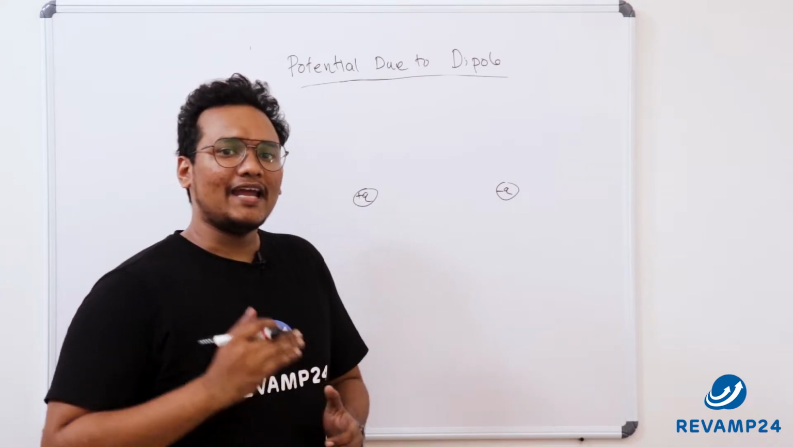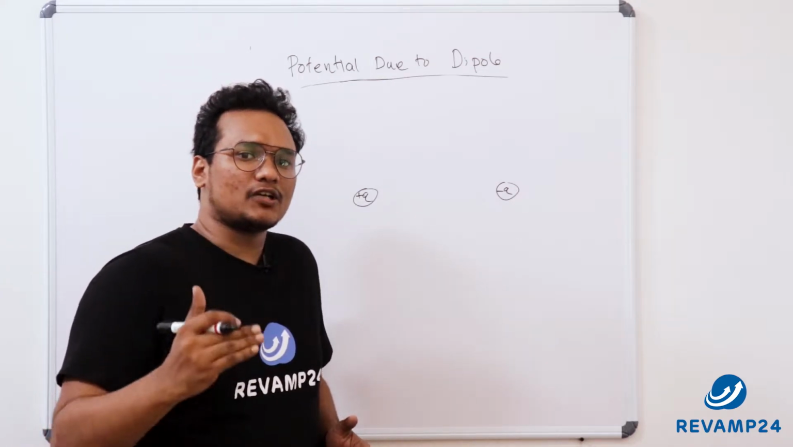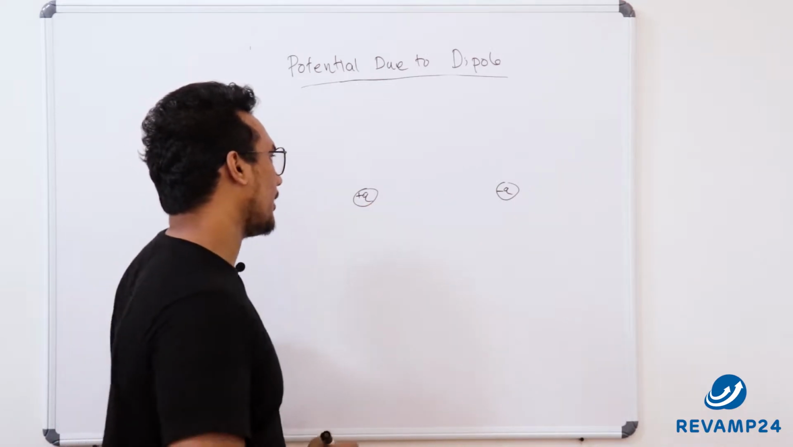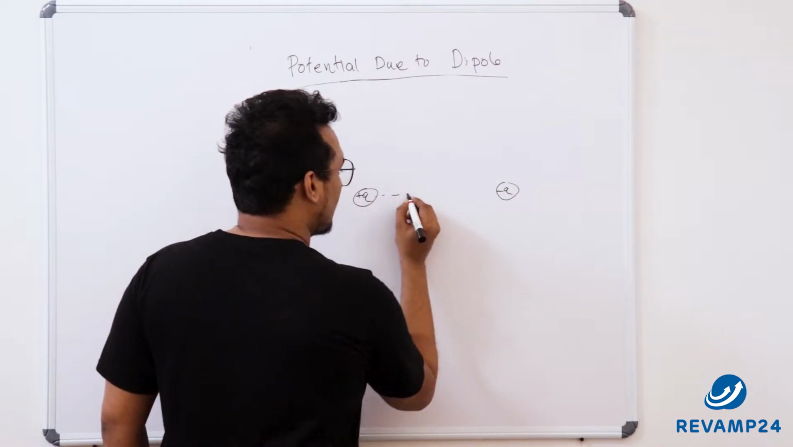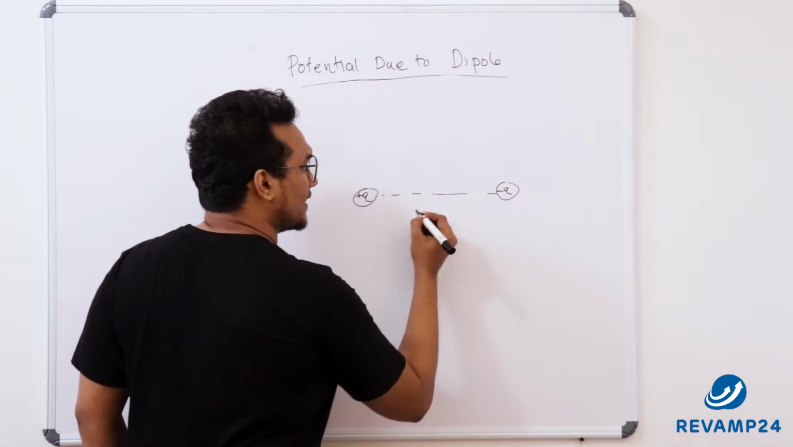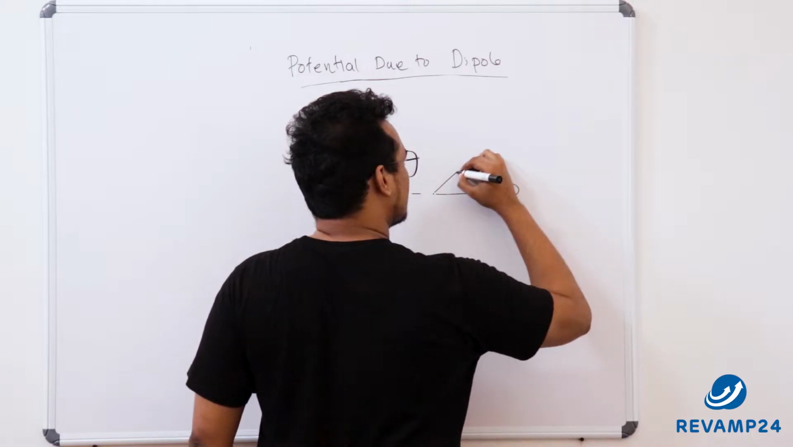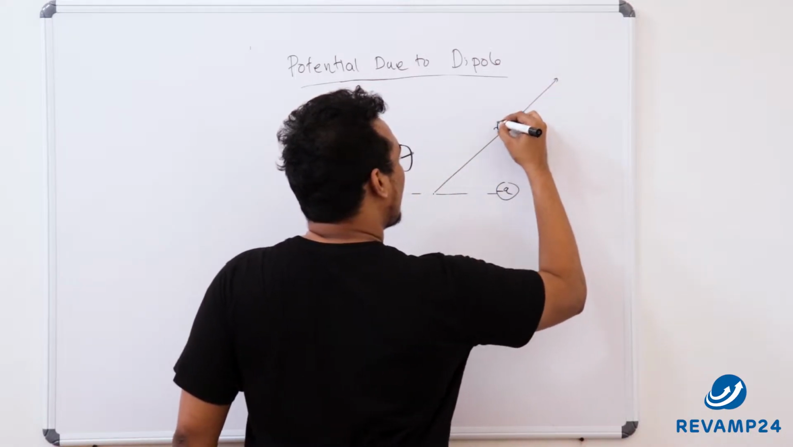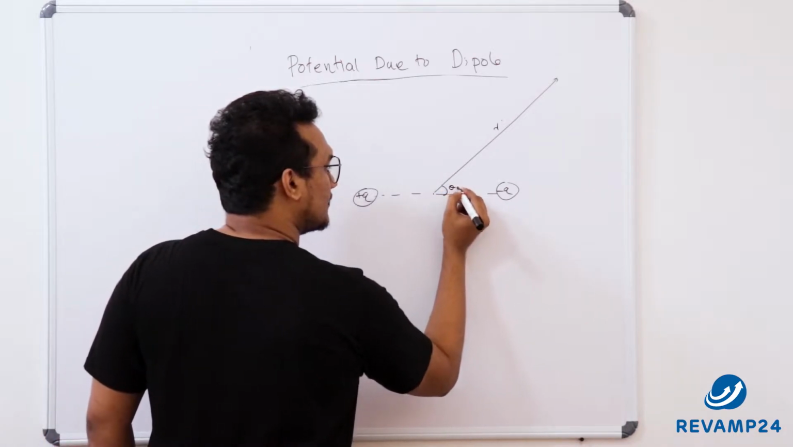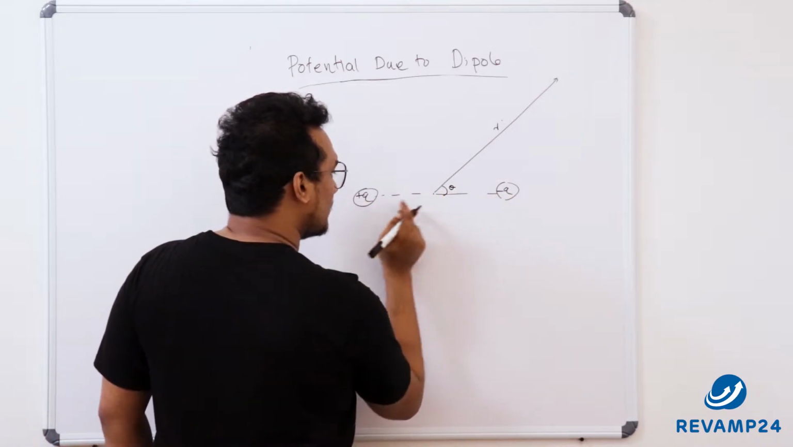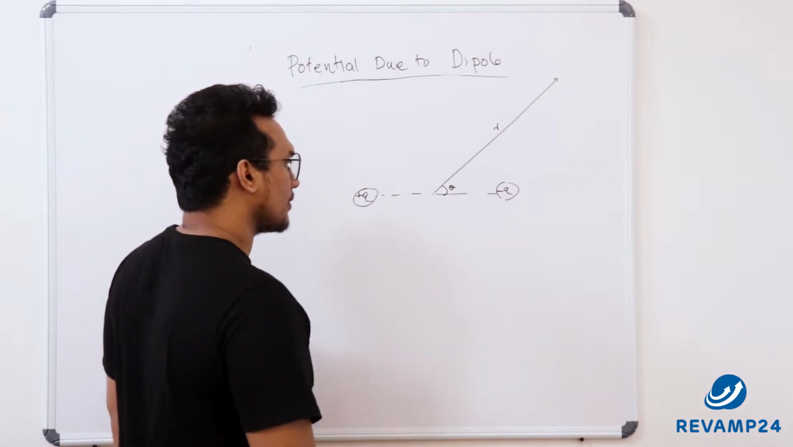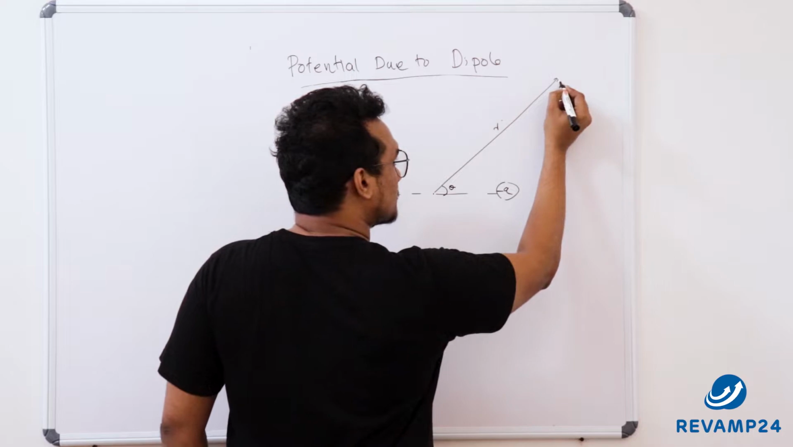In this video, I'll explain how to find the electrostatic potential due to a dipole at an arbitrary point. This arbitrary point will be given, and the distance will be given from the center. In the question, they will say that at a distance of r away from the center of the dipole and making an angle of theta with the dipole moment. The dipole moment will be along the line connecting minus q and plus q. Now, how can we find potential at this point?